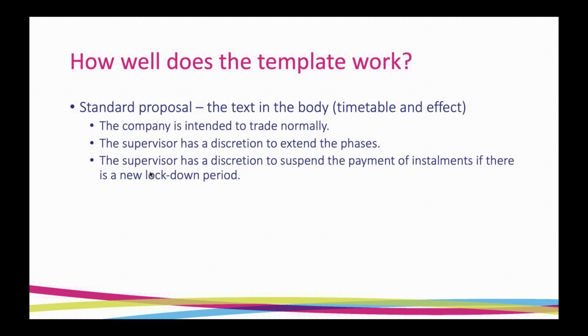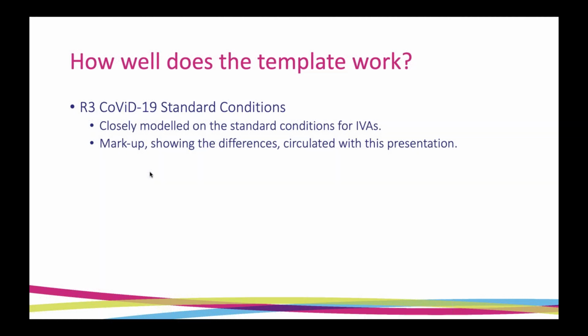The standard proposal envisages that the company will trade normally. There will be no significant changes to the way that it has been trading previously. And it does give you, as the supervisor, a discretion to extend the duration of each of the phases in the CVA. And in particular, you do have the discretion to suspend the payment of instalments into the CVA if the business has to close or reduce its activities again for any length of time. So that's what's in the proposal.